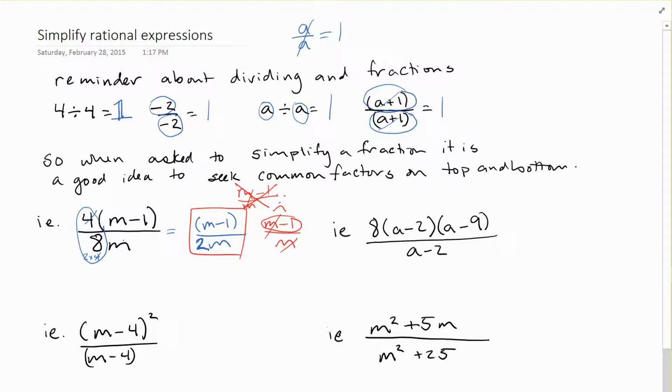Next thing for us to look at, in this situation, we've got a bunch of ugly stuff across the top, but it is all multiplying: 8 times this thing times this other thing, all over a minus 2 squared, or a minus 2. If you look on the top, you might see a bracket a minus 2, and on the bottom, we can add the brackets if it's helpful, we see a minus 2 again. So remember, something divided by itself equals 1, so if that equals 1, what's 8 times 1? It's just 8, so that's not going to change. So we are left with 8a minus 9.